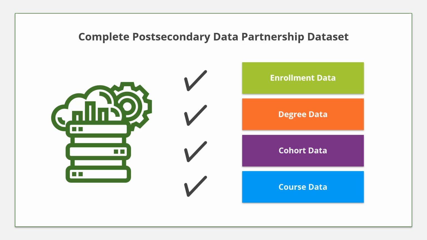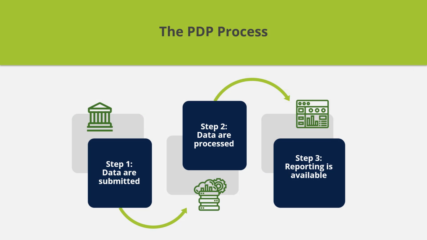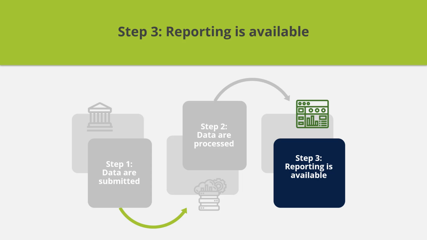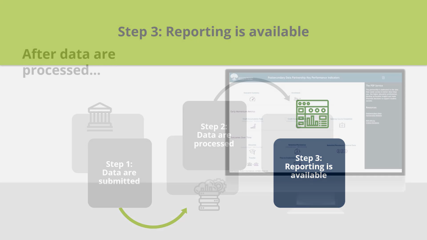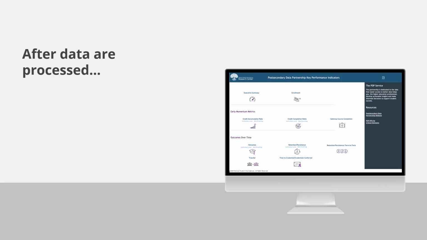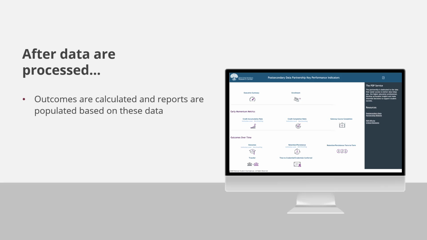Once the cohort and course data files pass validation and quality data checks, it is matched and merged with enrollment and degree data to create the complete PDP dataset. The final step in the PDP process is the release of the reports. After data are processed, outcomes metrics are calculated, institutional level reports are produced, and the PDP dashboards are made available.